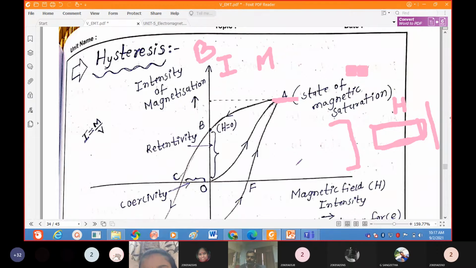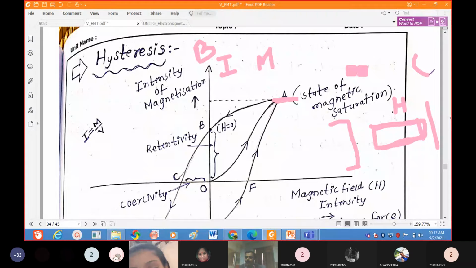Number of field lines per unit area. Otherwise, magnetization means how much area is magnetized. There are so many atoms inside this material. Each atom will act as one dipole. If you apply the external magnetic field, those dipoles are magnetized, and because of that magnetization, those dipoles orient in a particular direction.